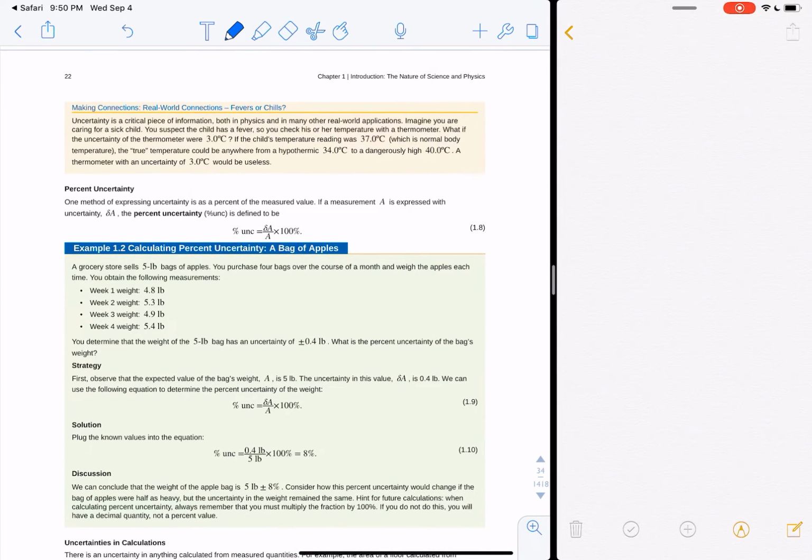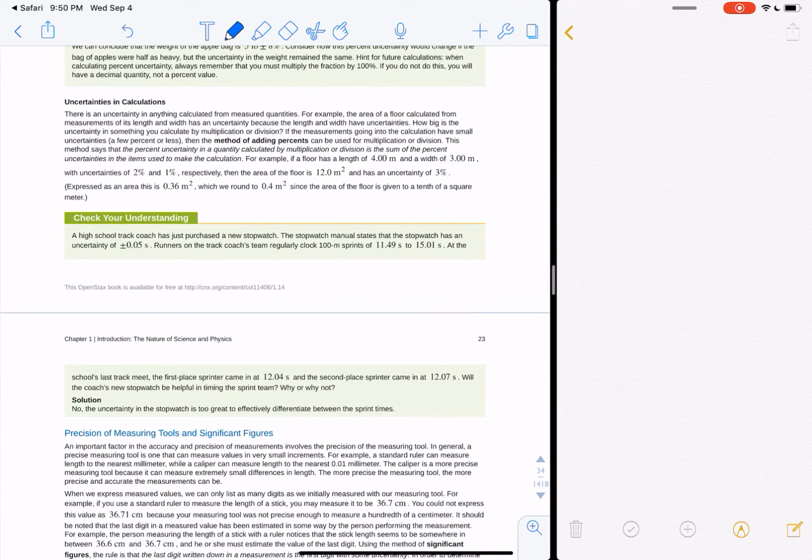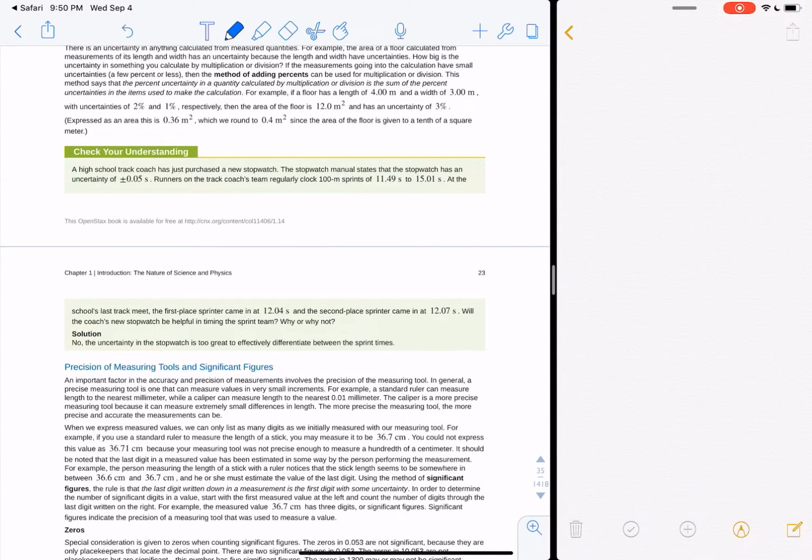So your uncertainty is a very important thing. Here are some percent uncertainties, and uncertainties in calculations. Let's look at this one. A high school track coach has just purchased a new stopwatch. The stopwatch manual states that the stopwatch has an uncertainty of plus or minus 0.05 seconds. Runners on the track coach's team regularly clock 100-meter sprints of 11.49 to 15.01 seconds at the school's last track meet. The first place sprinter came in at 12.04 seconds. The second place sprinter came in at 12.07 seconds. Will the coach's new stopwatch be helpful in timing the sprint team?